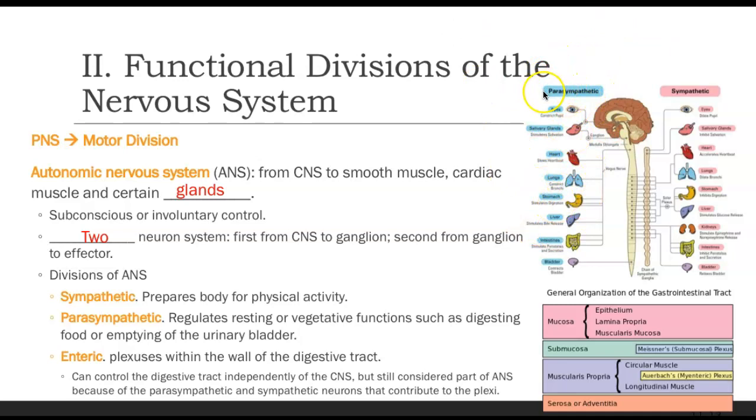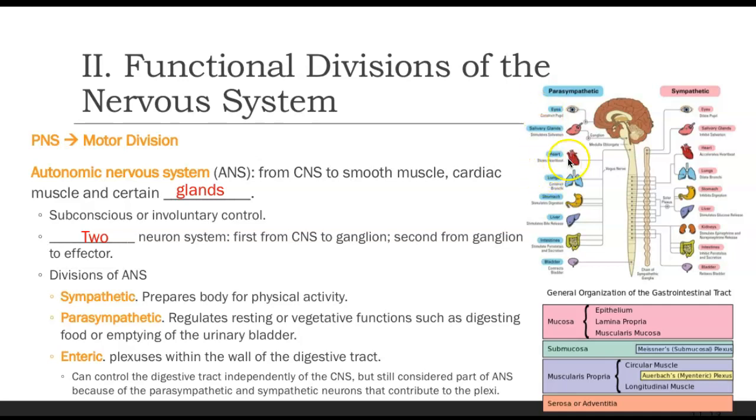This is going to help regulate our resting or vegetative functions, such as digesting food or emptying the urinary bladder. So hopefully you are sitting down and comfortable listening to this lecture. Your parasympathetic nervous system is triggered here. And this is going to be known as our rest and digest response.